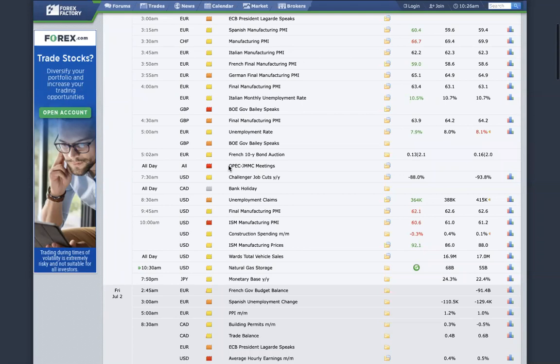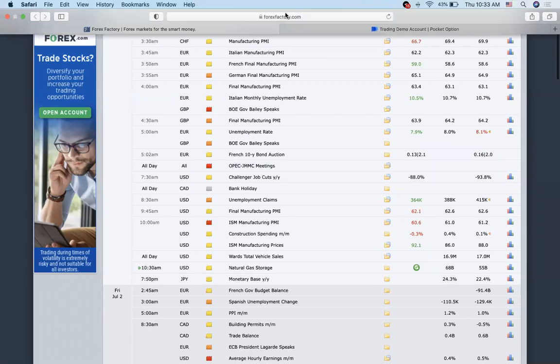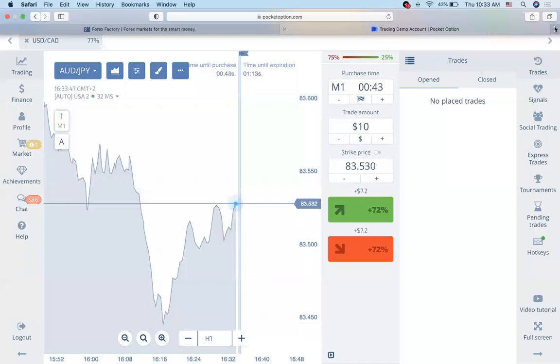What is the red folder for all day? Well, it's NFP week, so everything is going to be a little sketchy, right? But you want to pay attention to the time that you're trading. So step 1, step 2, right?